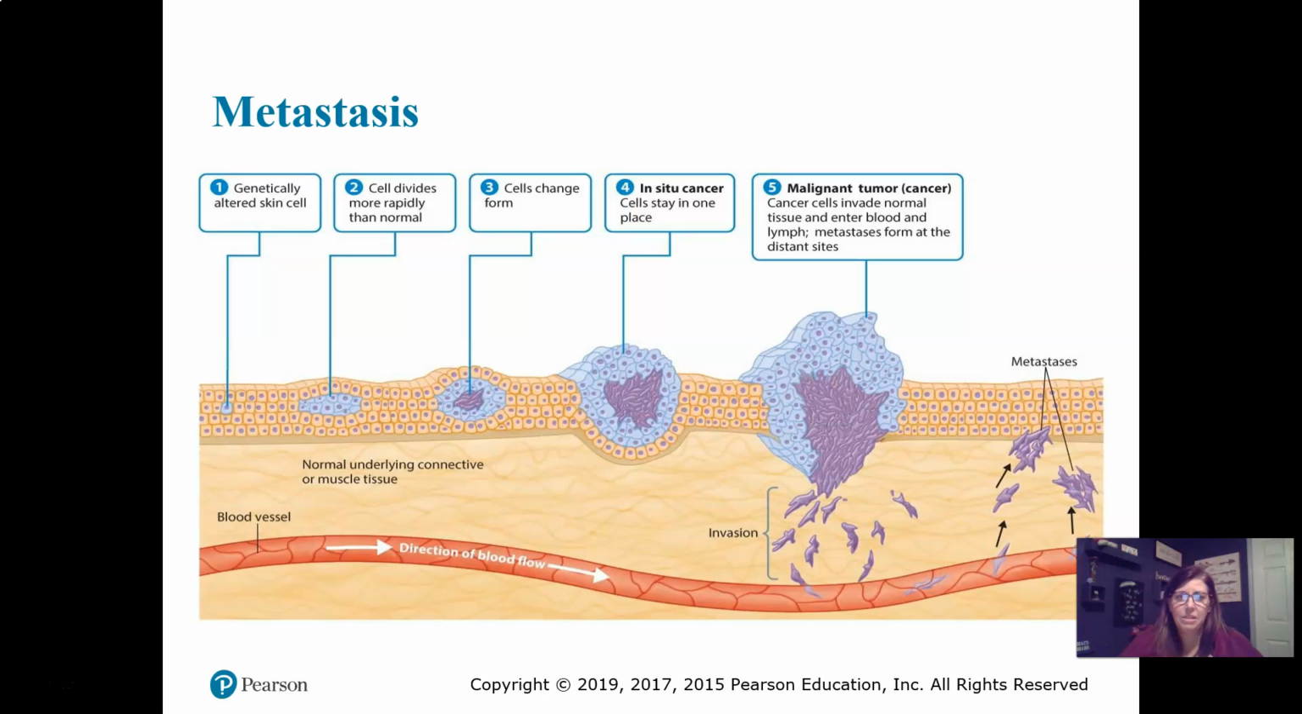And then we get to the malignant tumor, where we are noting the cancer cells invade normal tissue and enter the blood and lymph, and metastasis forms at the distant site. So it starts breaking off and invading other parts of the body as well. And it goes in the direction of the blood flow.